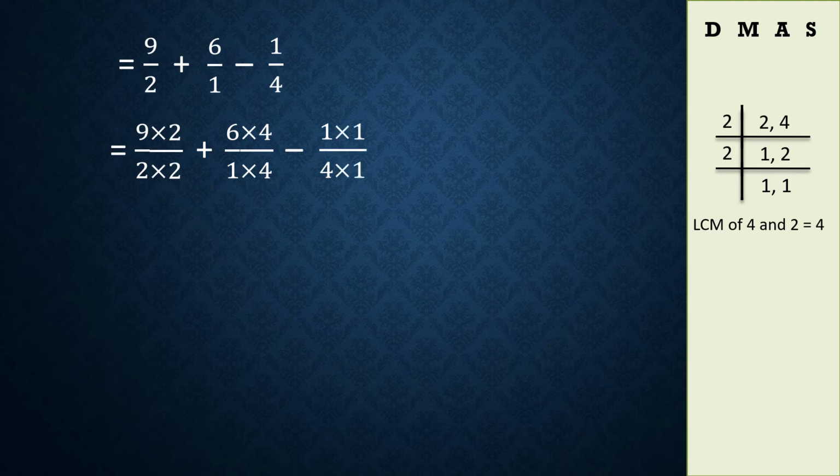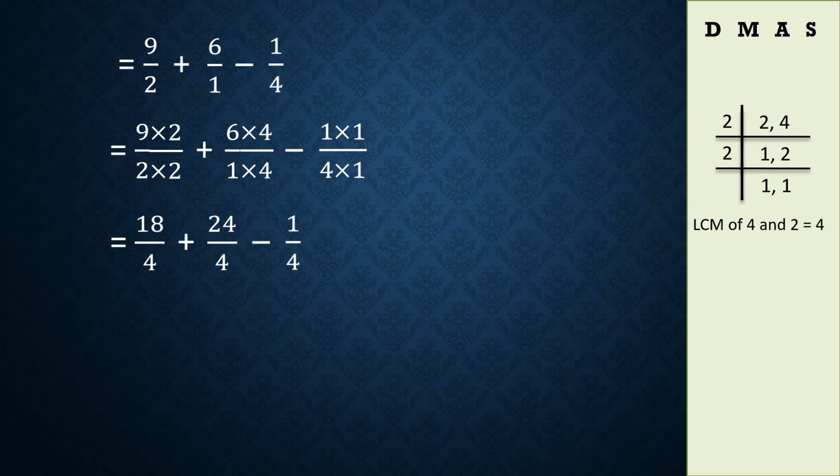9 2s are 18 and 2 2s are 4. So we get 18 upon 4. Then write plus sign as it is. 6 4s are 24 and 1 4s are 4. So we get 24 upon 4. Then write minus sign as it is. 1 1s are 1 and 4 1s are 4. So we get 1 upon 4.